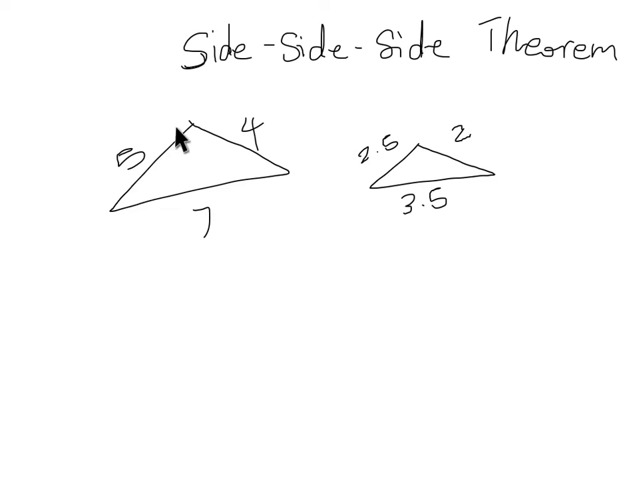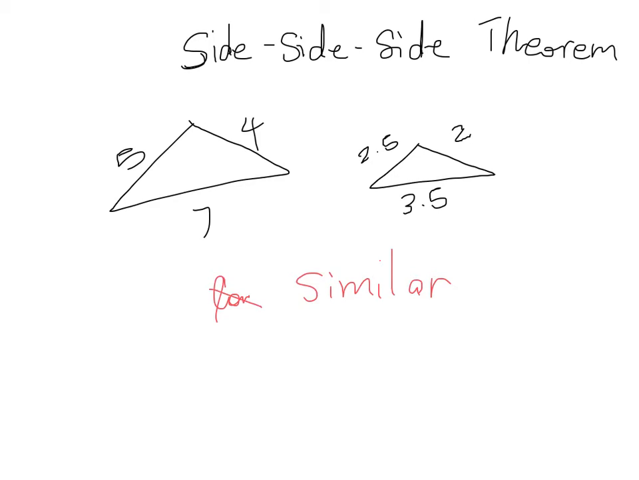We don't actually have to check the angles. They will be congruent if you do check, but you don't have to check. That's enough to know that these triangles are congruent. Not congruent, sorry, similar. So these two triangles are similar because we've checked the sides and the corresponding sides are proportional.